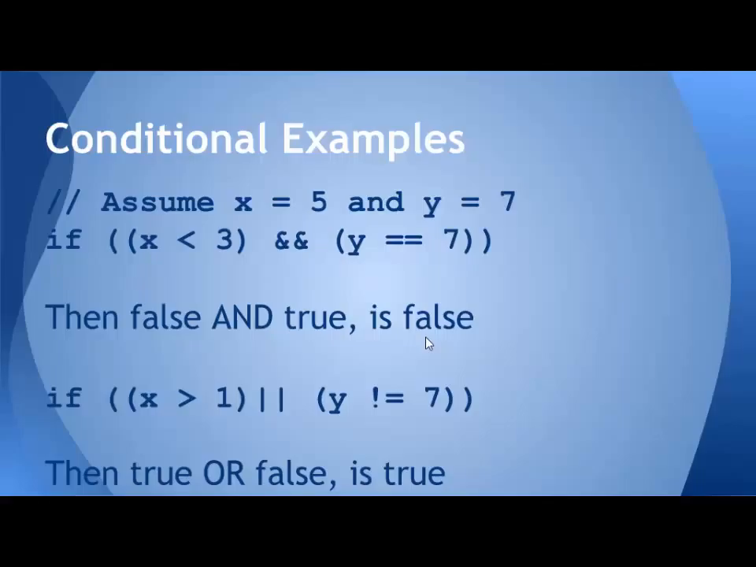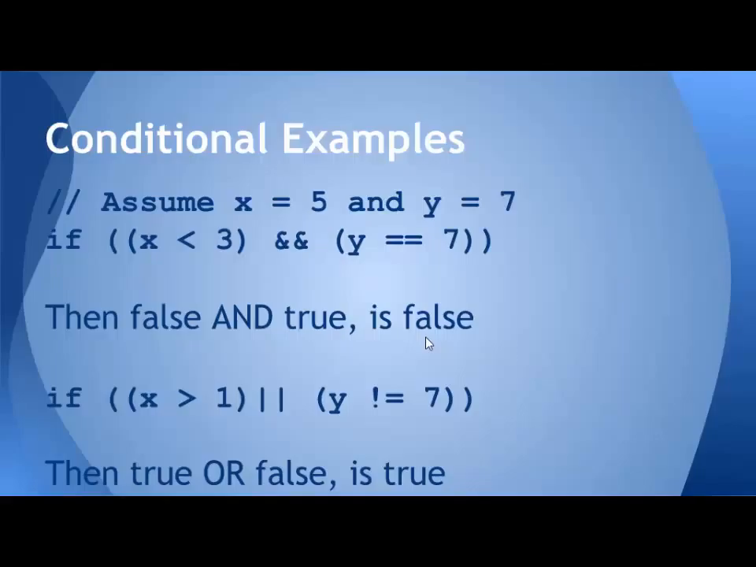And y is equal to 7. Notice I have 2 equal signs here. That's the equality operator. So I have false and true. Remember, to get true from an AND operator, both conditions have to be true. So since 5 is not less than 3, x is not less than 3, then this conditional expression evaluates to false.